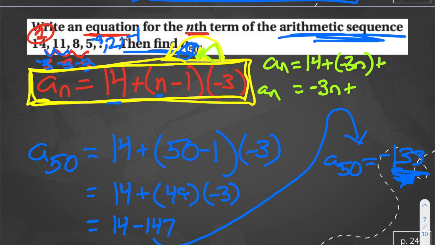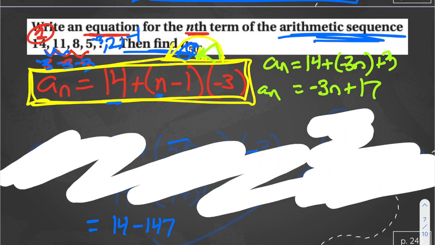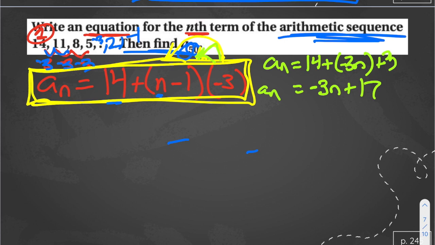Negative 3 times negative 1 just gives me positive 3. So that's 17. So this is a much more familiar form. So on homework and things like that, when we are writing these equations, if we're writing things in the best form, what I'll be looking for is for it to be in this form right here.